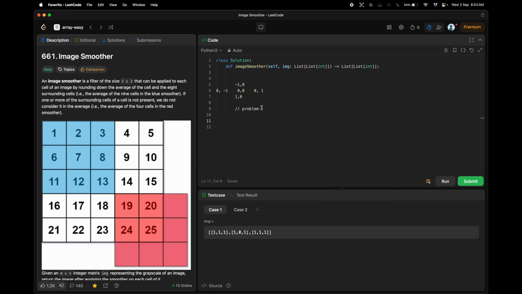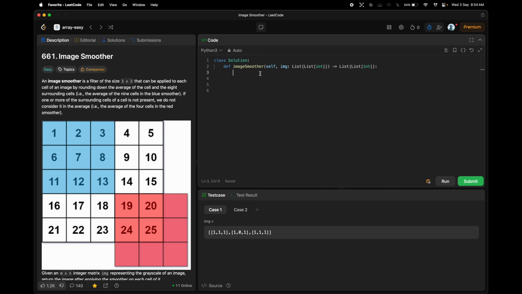Okay, let's try to do this in the easiest way. The easiest way means, for every cell I will multiply by itself. In a way I'm just trying to find the square of it, and I will return it.